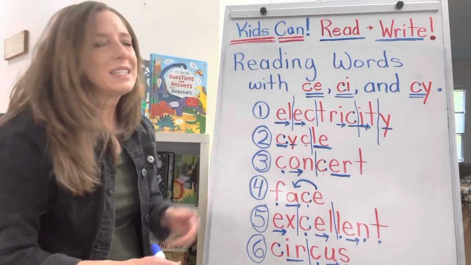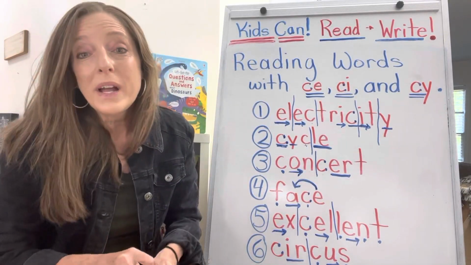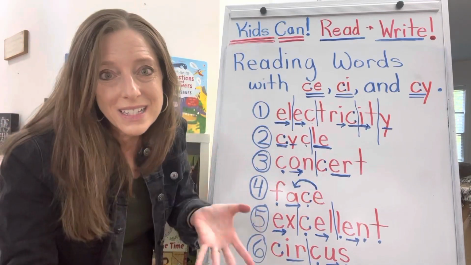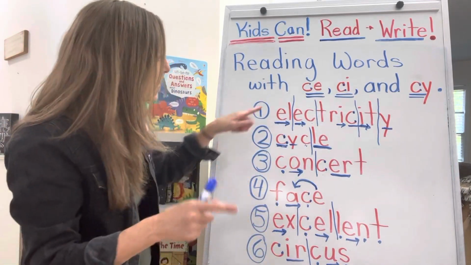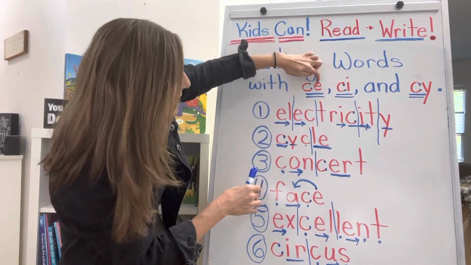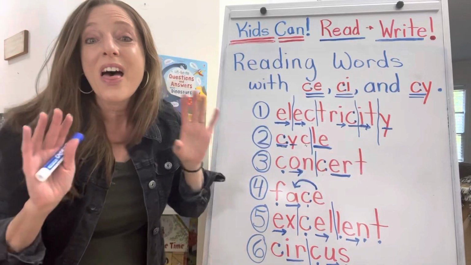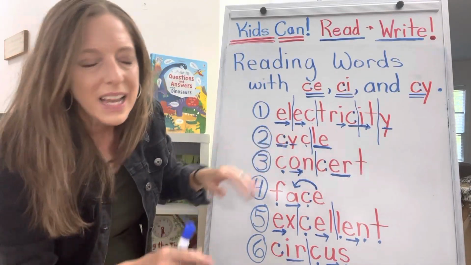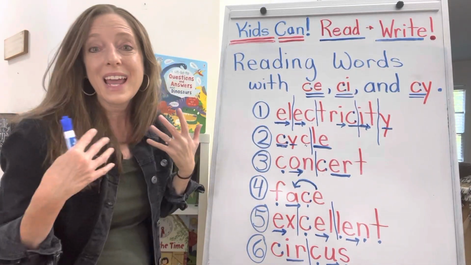So there you go, guys. That's a simple guide for when to say K and when to say S for the C. Remember, if a C has its arms touching the E, the I, or the Y, that's when you say S. But if it's not, say K.